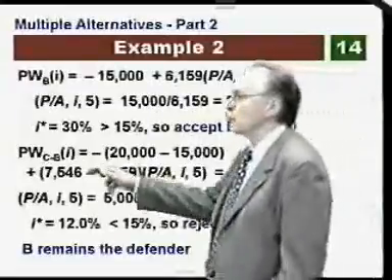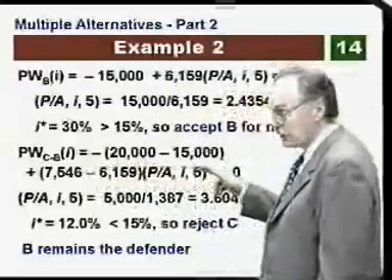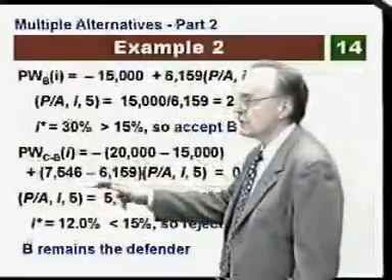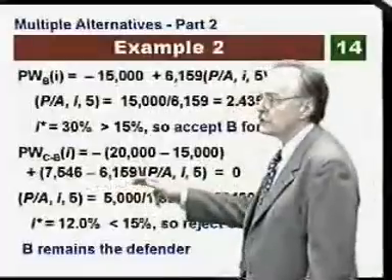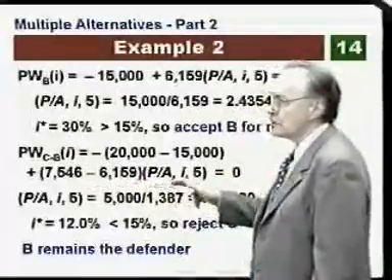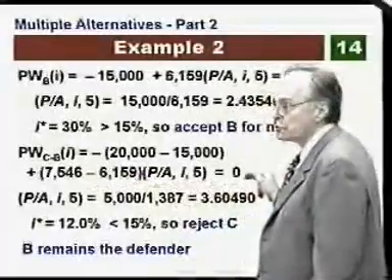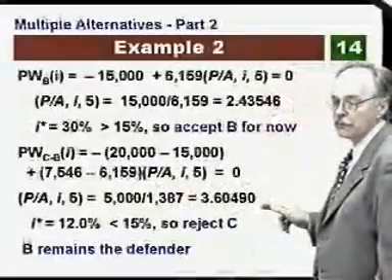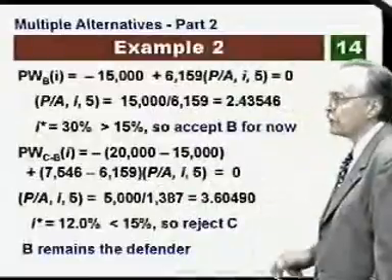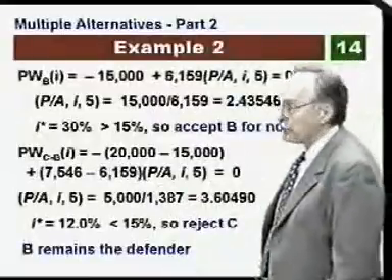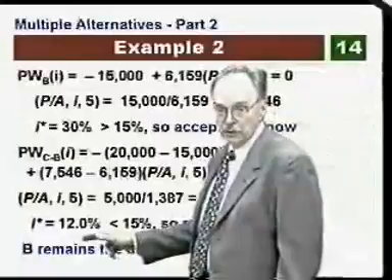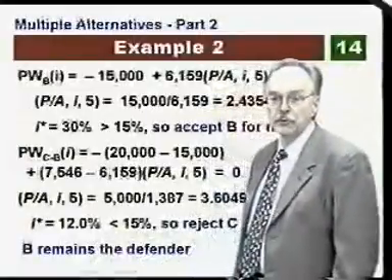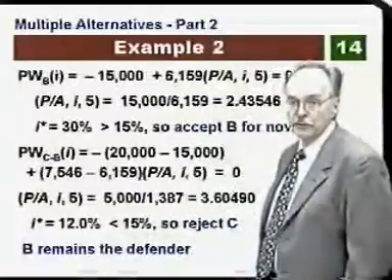Then we look at the difference between C and B. That's an additional investment of $5,000. The additional return, of course, is the difference here between 75.46 and 61.59. This is the present worth equation. We set that equal to 0, and then we solve for the series present worth factor, 3.649. Using a table lookup procedure, that leads to an internal rate of return of 12%. That's less than the minimum attractive rate of return. So we reject alternative C.